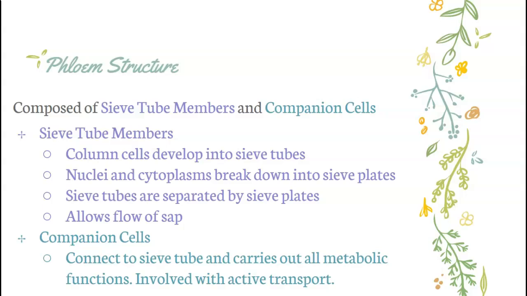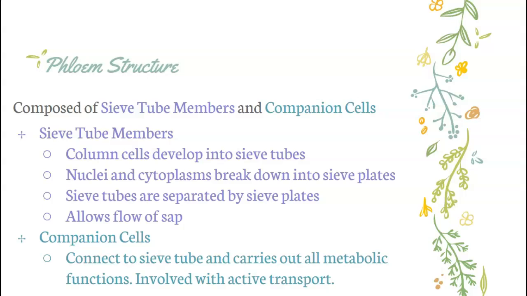Companion cells, on the other hand, are not actually part of the phloem, but they're cells that exist next to the sieve tube members. So they're like just an accessory player, right? They're important, but they only connect to it and help carry out metabolic functions. They're not actually a part of the sieve tube themselves.